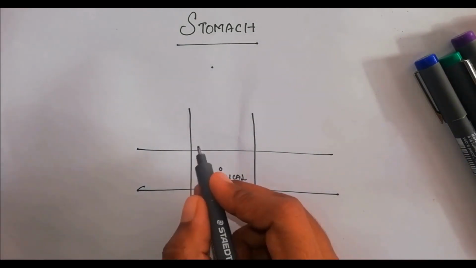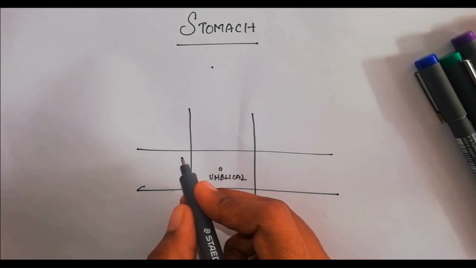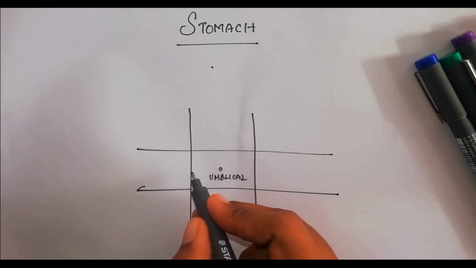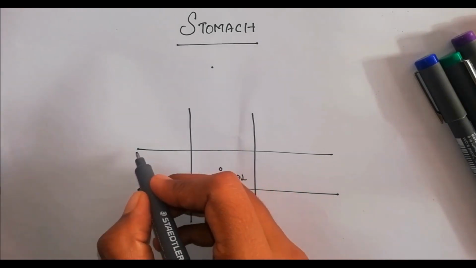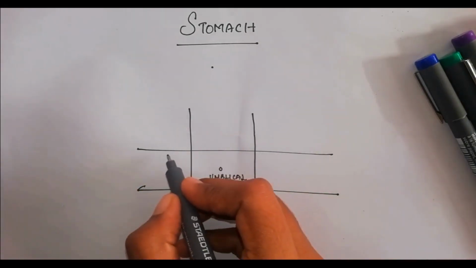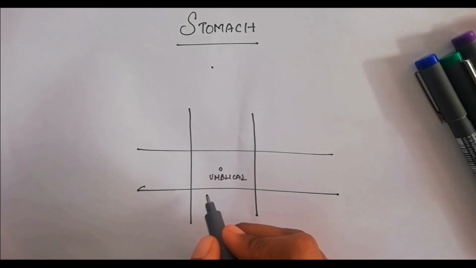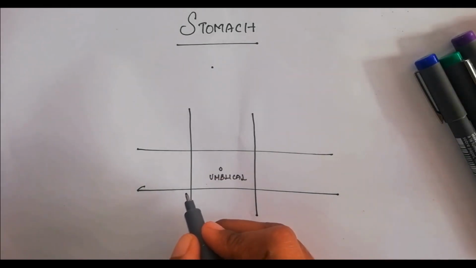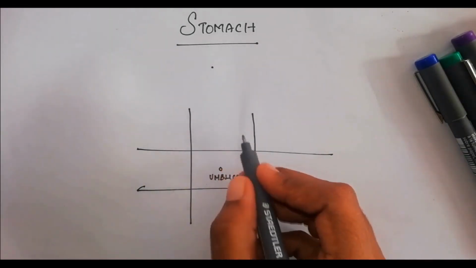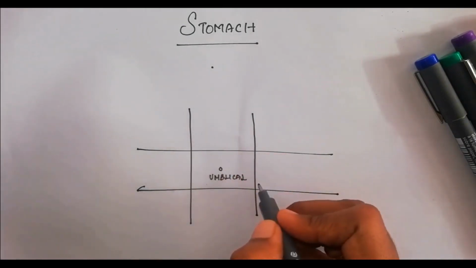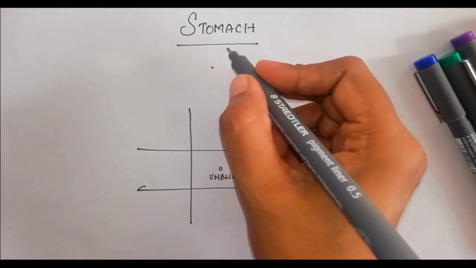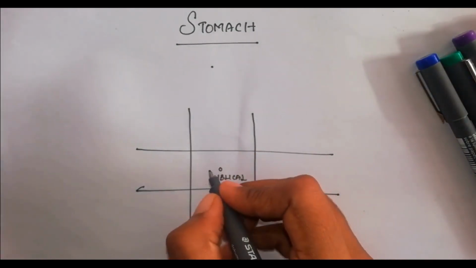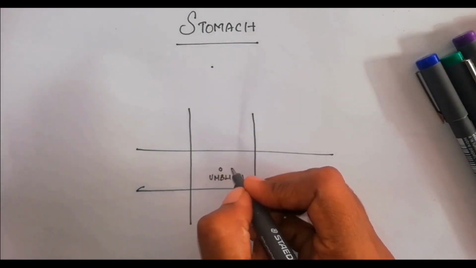And these two vertical lines are drawn at the mid-clavicular level, and these two horizontal lines are drawn such that this one is the transpyloric line, and the lower one we will call the transtubercular line. So these are the four lines which are going to divide the abdomen. Now, as we are learning about the stomach, it is going to occupy the umbilical region, which is the middle part.